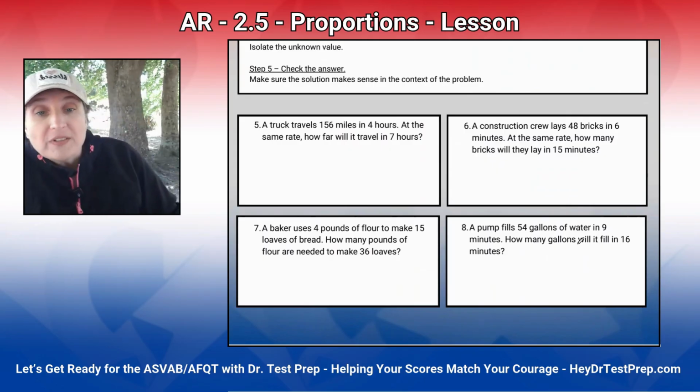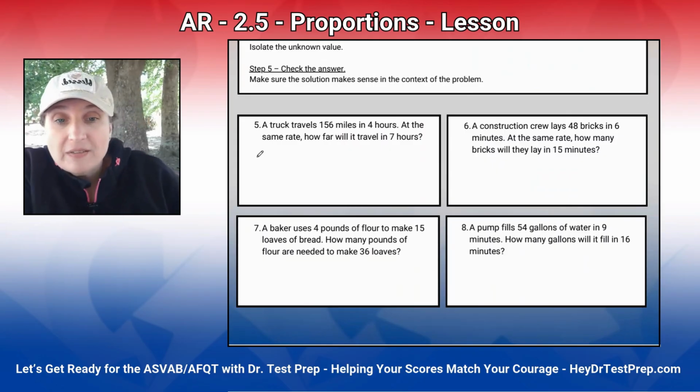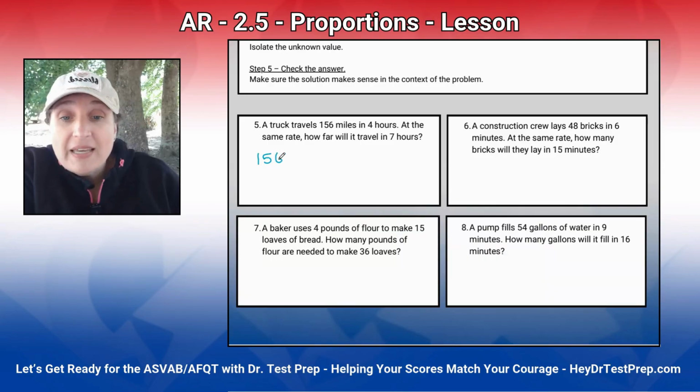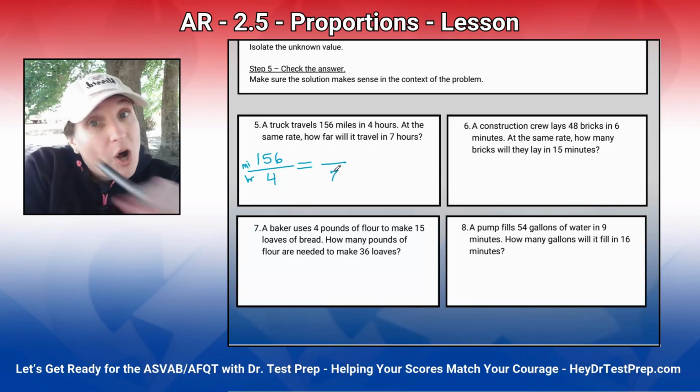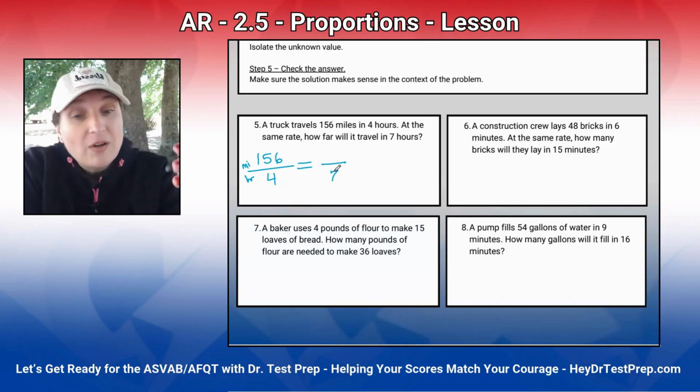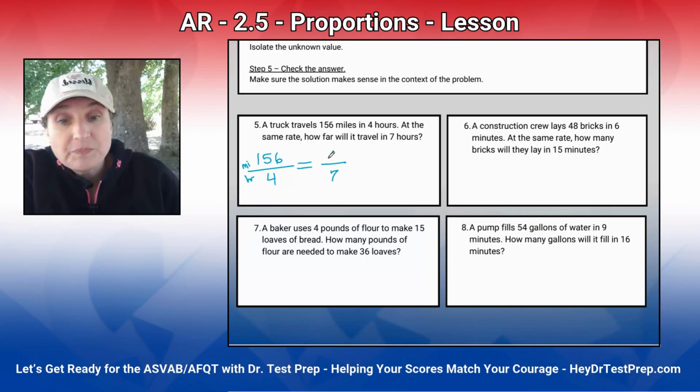So a truck travels 156 miles in 4 hours. So we're doing miles per hour. At the same rate, how far will it travel in 7 hours? So the 7's going to go in our denominator because all of our denominators are hours. We want to know the miles.